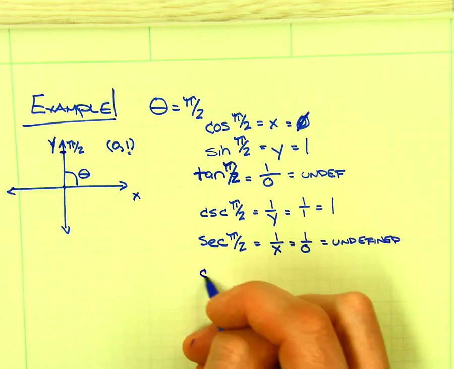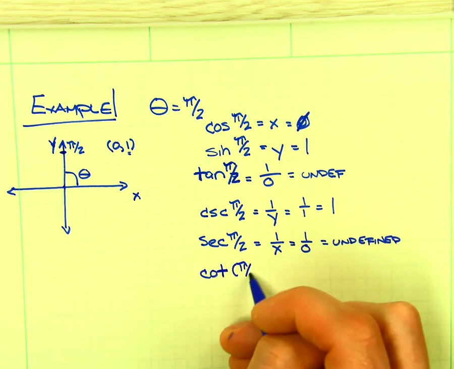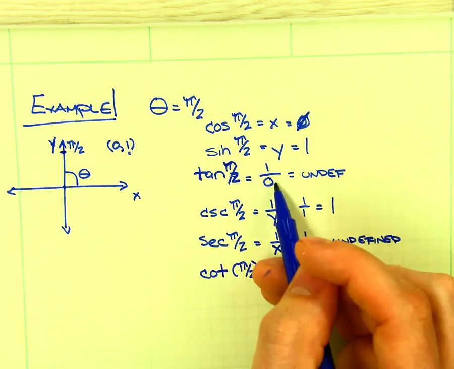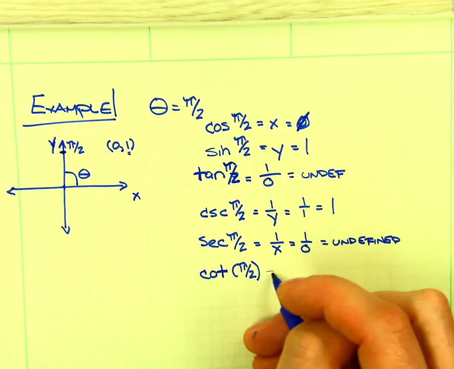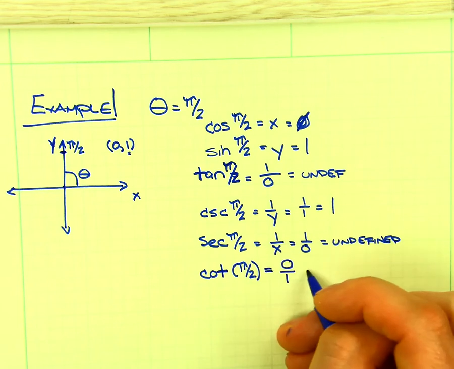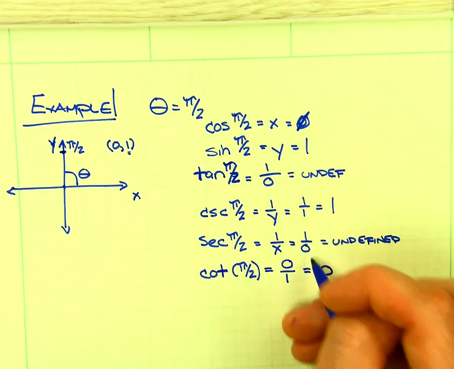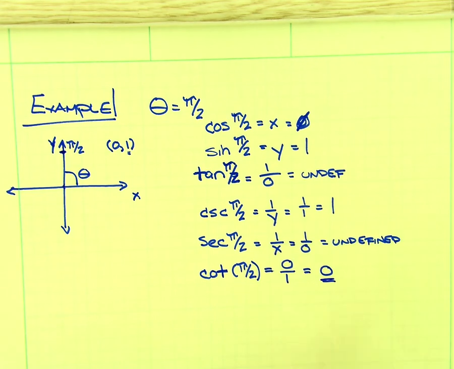Now the last one is just going to be the cotangent. Cotangent of pi over 2. Now up here I've got 1 divided by 0, but because it's a cotangent, I'm going to flip it. Right? So I'm going to take the reciprocal of that. So I'm just going to end up with 0 divided by 1, which is going to be equal to 0. So 1 divided by 0 is undefined. 0 divided by 1 is equal to 0. So that's totally fine. Looking good.